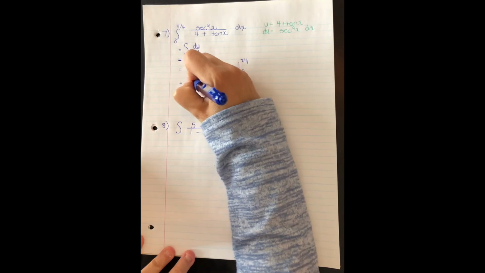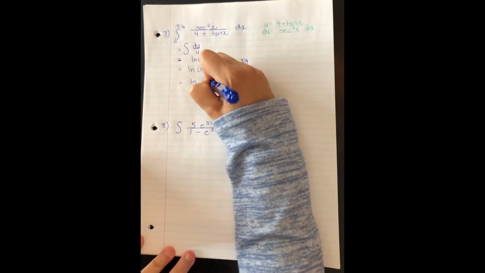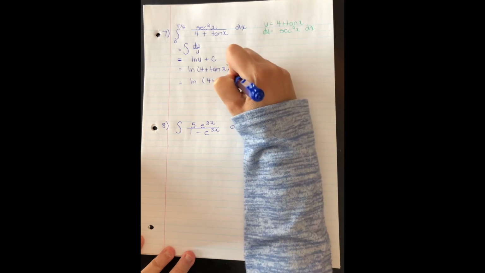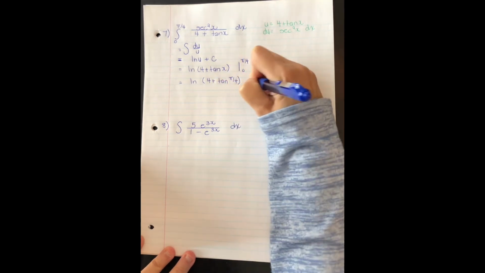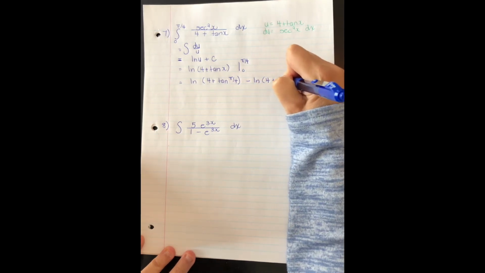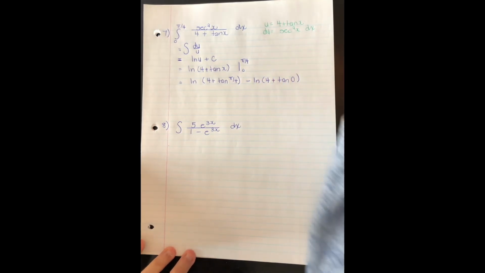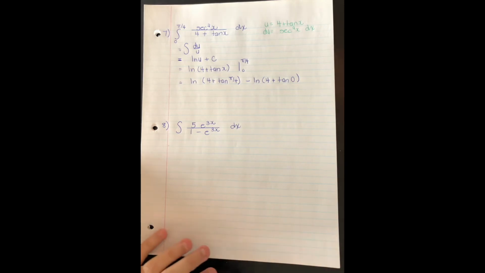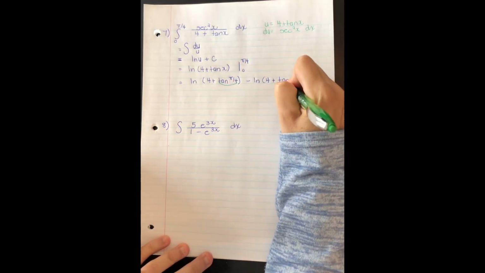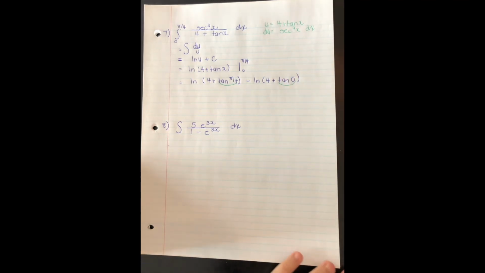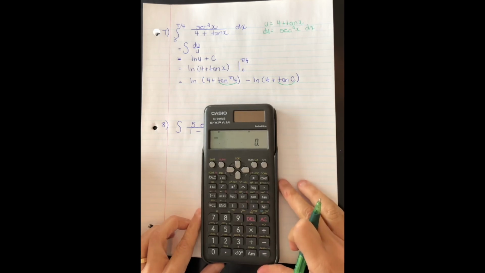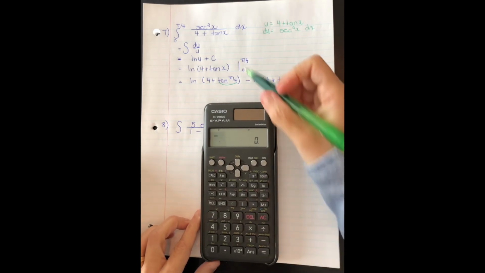So now we'll have this. The ln of 4 plus tangent pi over 4 minus the ln of 4 plus tangent 0. Okay, so we might want to work this out first. What is the tangent of pi over 4? What is the tangent of 0? And we can do this with our calculator, but again, make sure you're in radians. Okay, so let me try this for us first.